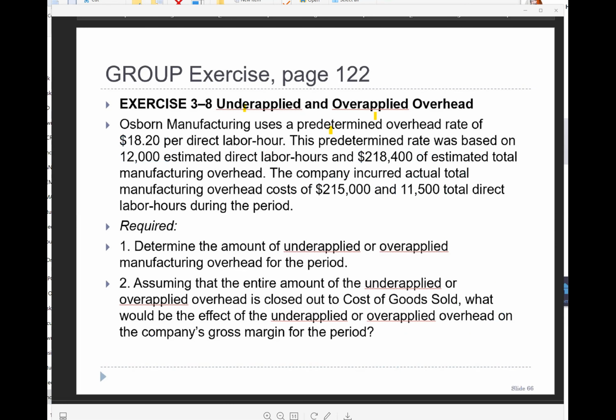Okay, so since we already have 209,300, we have to subtract, right? The actual overhead minus the one we found.